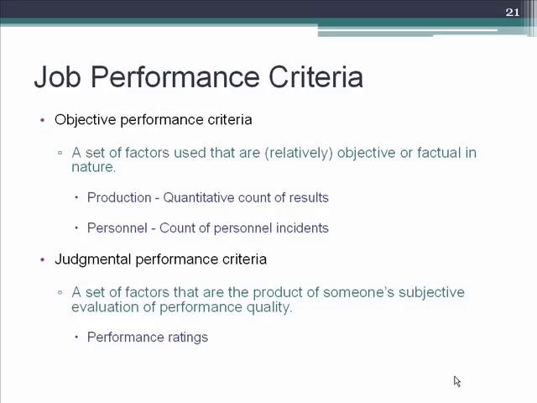Judgmental performance criteria, on the other hand, are a set of factors that are the product of someone's subjective evaluation of performance quality. A good example of this would be supervisors' performance ratings.